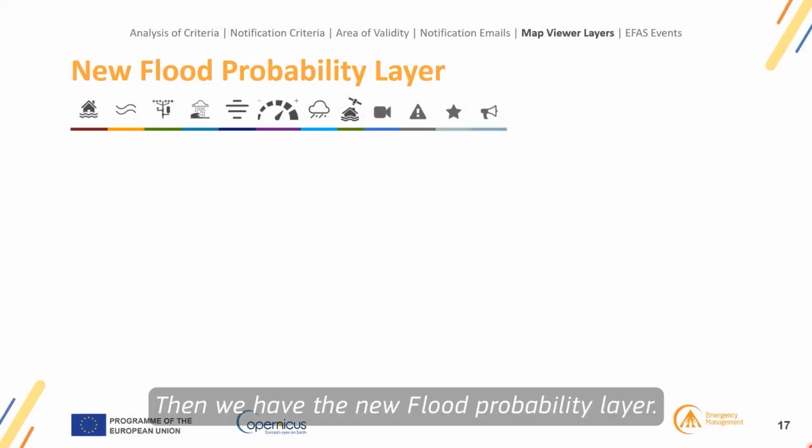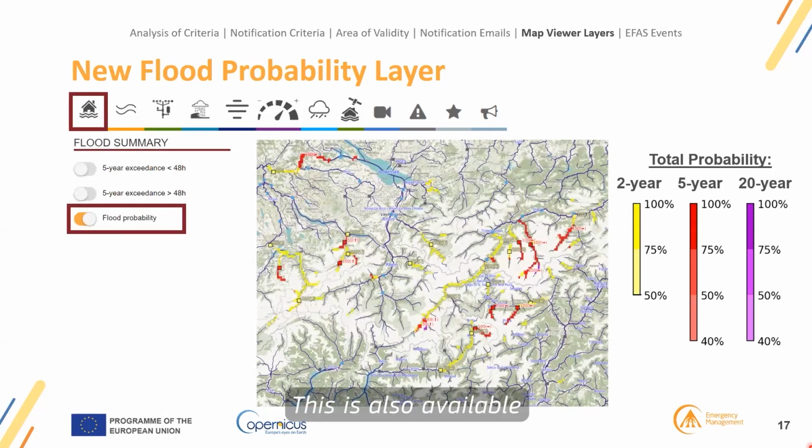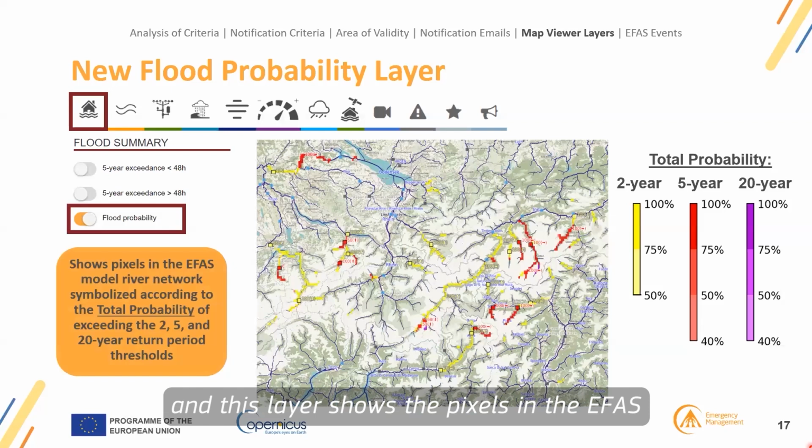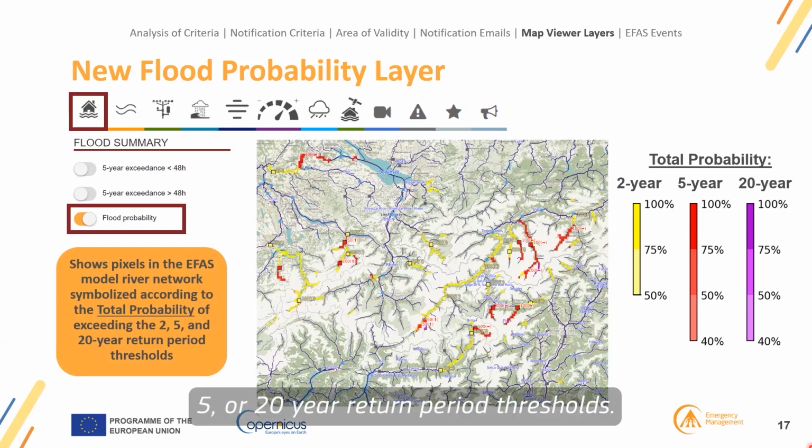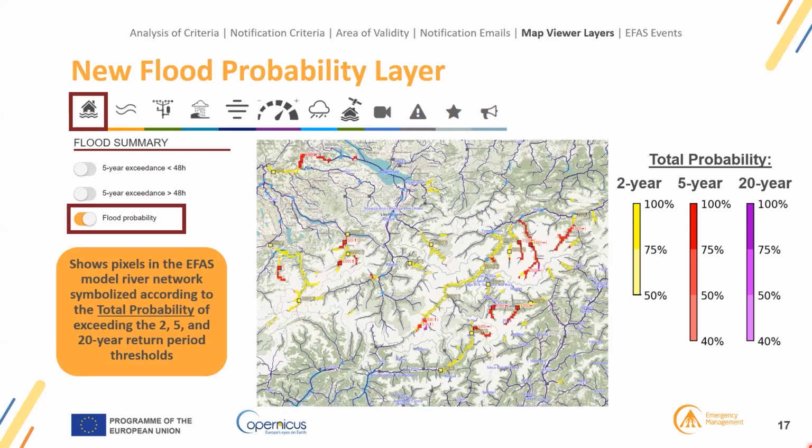Then we have the new flood probability layer. This is also available under the flood summary tab. And this layer shows the pixels in the EFAS model river network, and they're symbolized according to the total probability of exceeding the 2, 5, or 20-year return period thresholds. There's different shades of the colors depending on the probability.